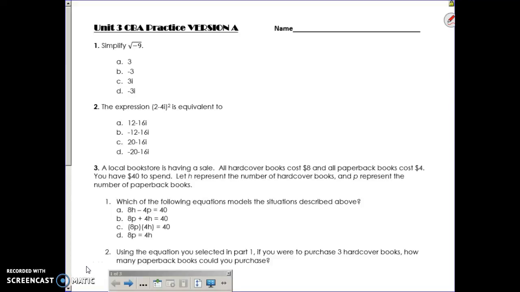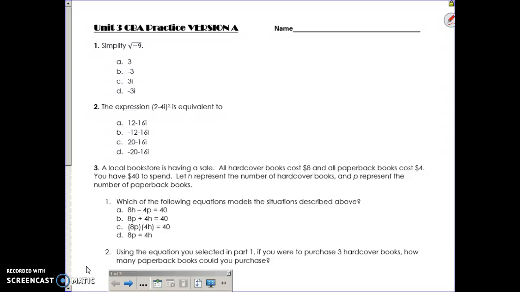Alright, this is the first part of the CBA Practice Version A. This is Unit 3. We're taking this test on Thursday, which is March 16th, I believe. So we're going to go through the first 6 problems in this video.